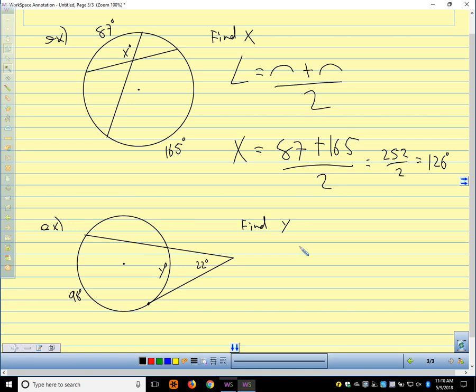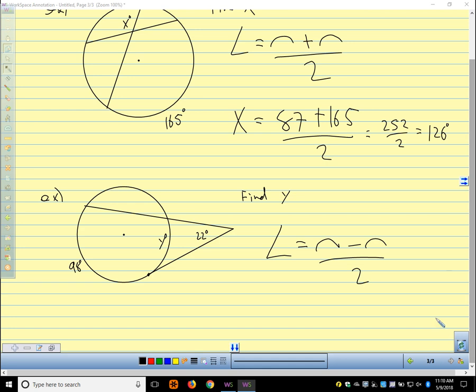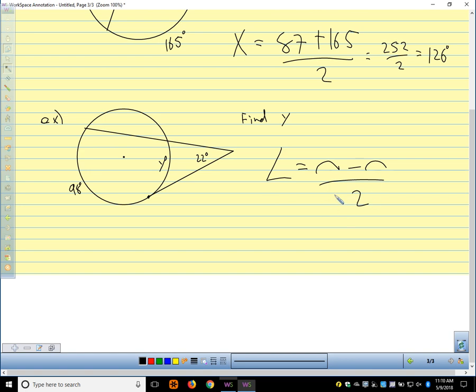Well, here we know that our vertex is outside the circle. We have a secant and a tangent. Secant in Latin means to cut. So the secant cuts through the circle. We want to find y. We know our angle vertex is outside the circle. So we know that the angle is the arc minus the arc divided by 2. So we just plug in our information into this little acronym formula.